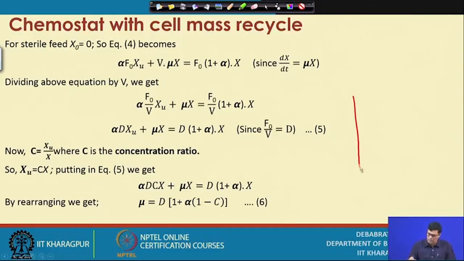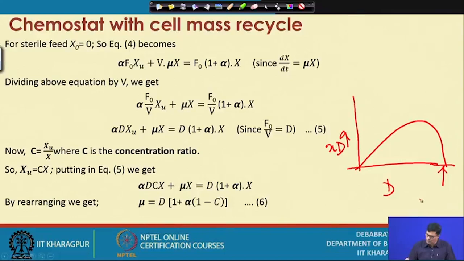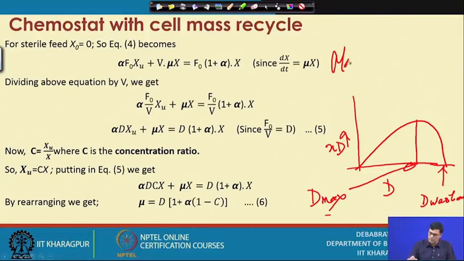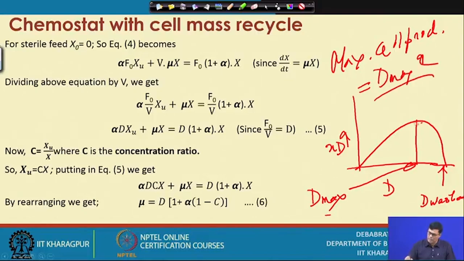Now, we have already seen that when you plot X versus D, what we have done, we have plotted like this, am I right? And this is the situation that we have here, this is called D washout. And at the same time, we find that this is called D max. Now, suppose in case of Baker's fermentation process, we wanted to have maximum amount of cell mass formation. So, what is the maximum cell productivity? Productivity equal to D max into X.